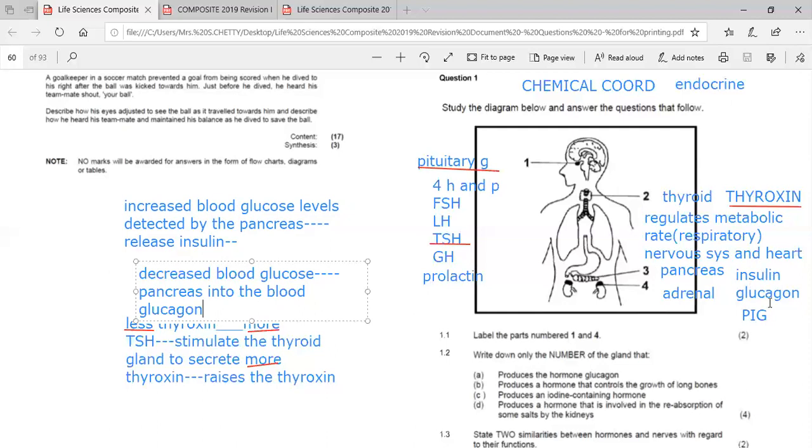And everything to do with diabetes, you'll have to know, because if you have a lack of insulin, you have that condition called diabetes. Symptoms will be thirst, frequent urination, fatigued all the time, loss of body mass.